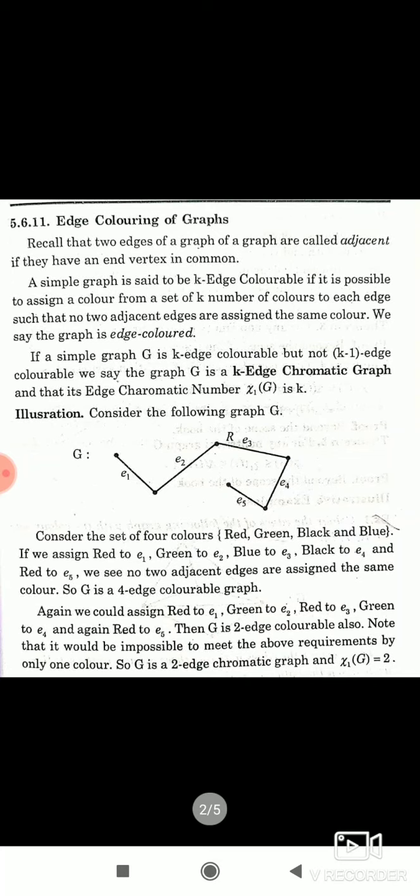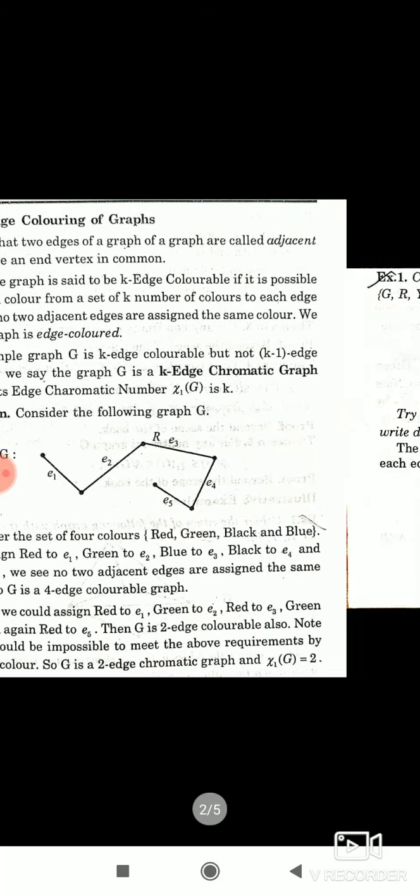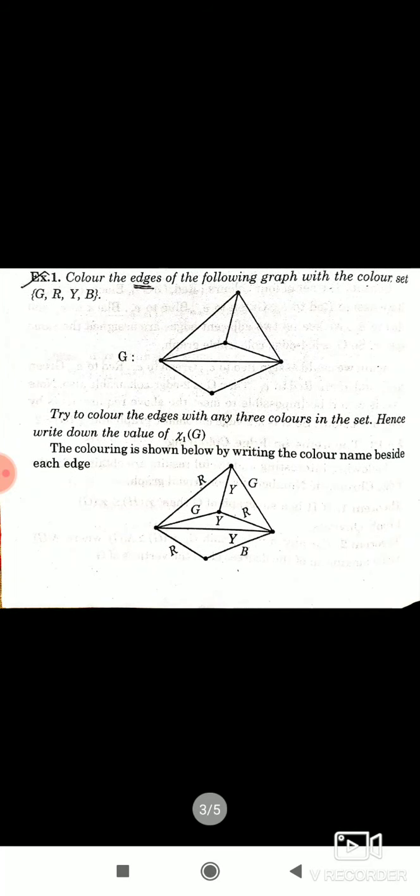Again we could assign red to e1, green to e2, red to e3, green to e4 and again red to e5. Then G is also 2-edge colorable. Note that it would be impossible to meet the above requirement with only one color, so G is a 2-edge chromatic graph and chi1(G) is 2.